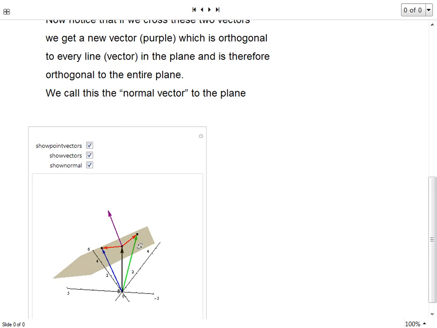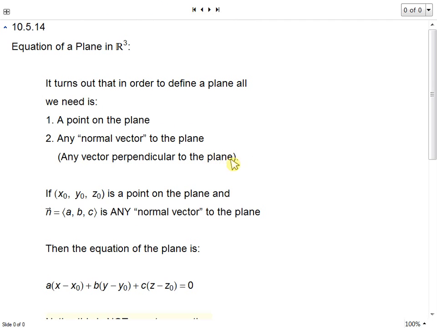It is orthogonal to any vector that lives in the plane, right? No matter what vector you ever pick that lives in that plane, that purple vector is orthogonal to any of them. It turns out that in order to define a plane, all you need is a point on the plane and any normal vector to the plane.